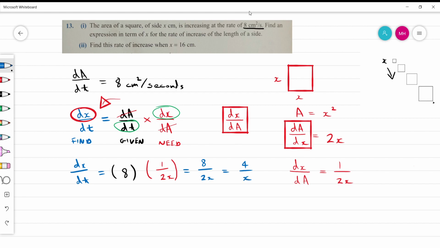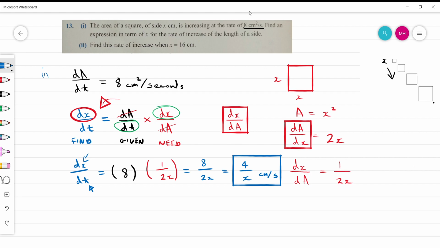Now, it's good to think about what units would be here. Well, x is centimeters, isn't it? So that's just the side of the square. Okay, so this is centimeters, this is time. So it's going to be centimeters per second. This is how the length of the side of the square is changing with respect to time. So 4 over x centimeters per second. That's the first bit answered.